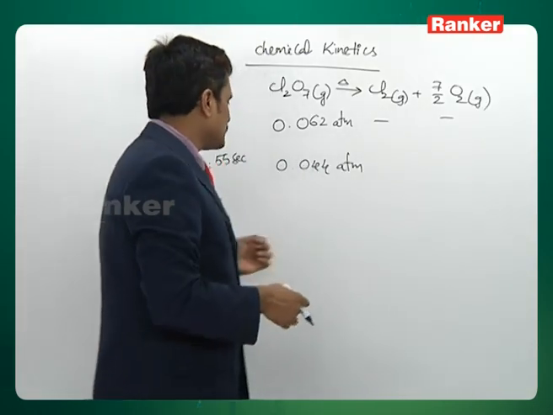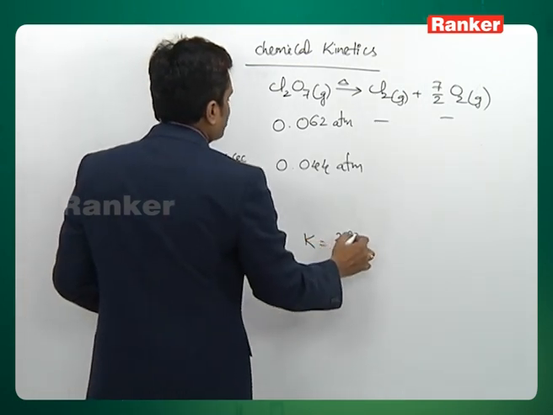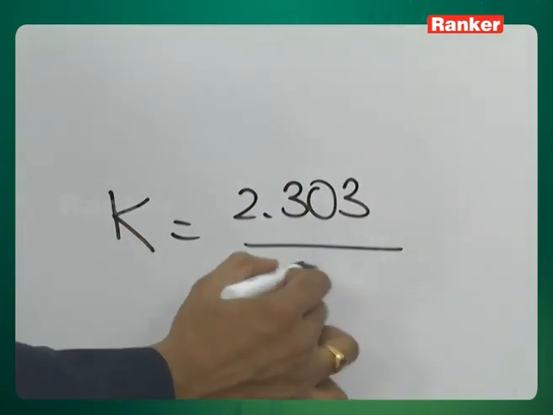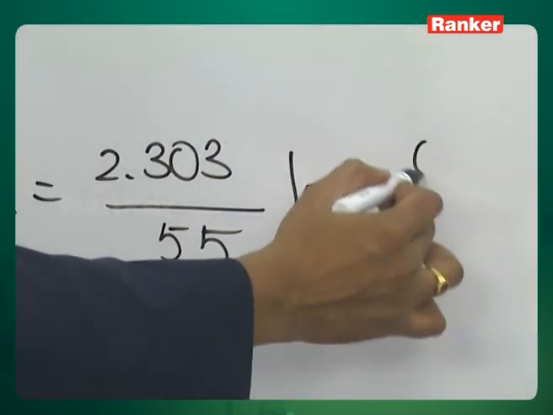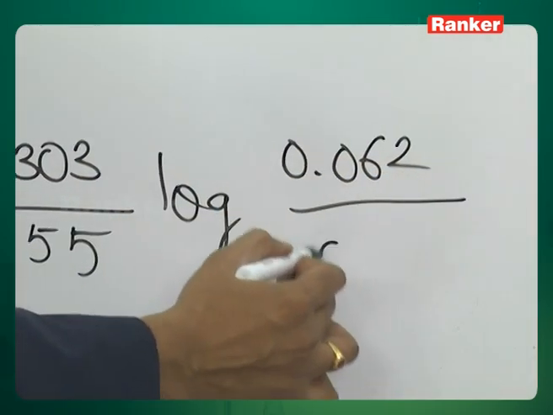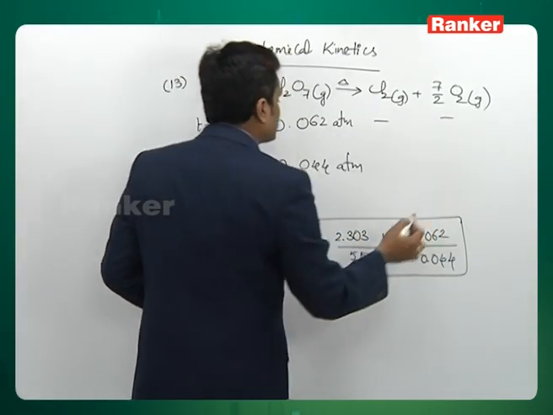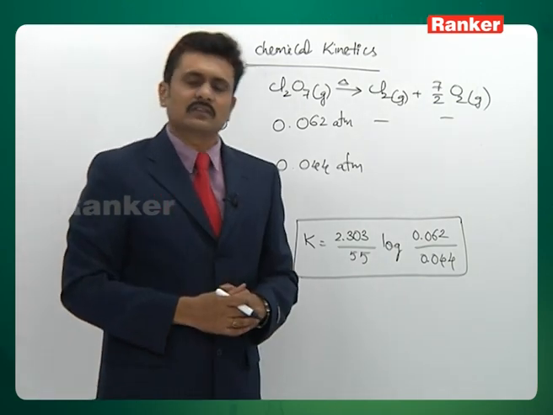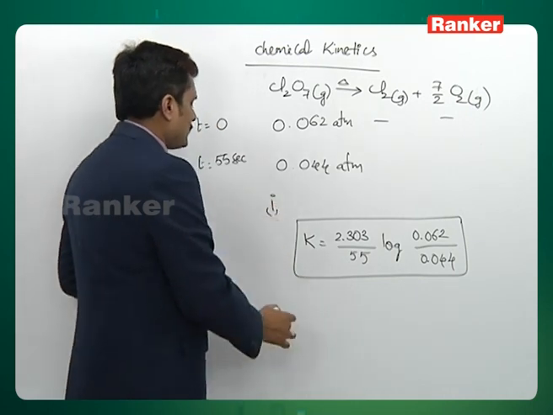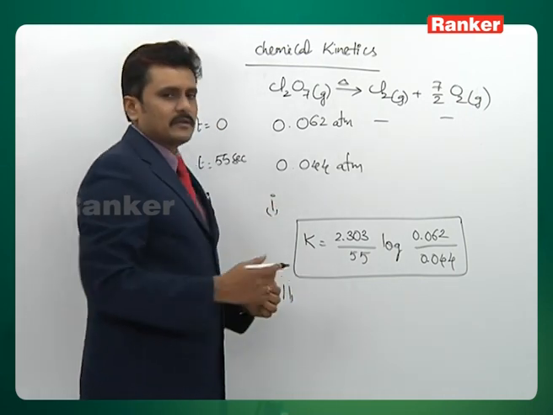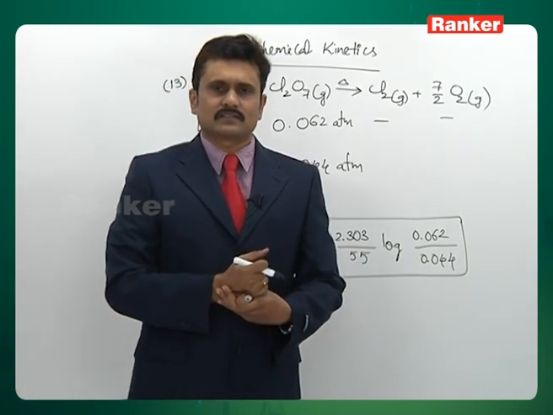Now, since we know the initial and final pressure of the reactants, we are going to find out the K value by using the first order kinetic equation, 2.303 by t times log of the initial pressure of the reactant or concentration divided by the final pressure. So this data will be useful in finding out the value of K for the given reaction. Then in the second part of this question, you can see that we have been asked to find the Cl2O7 pressure after 100 seconds.